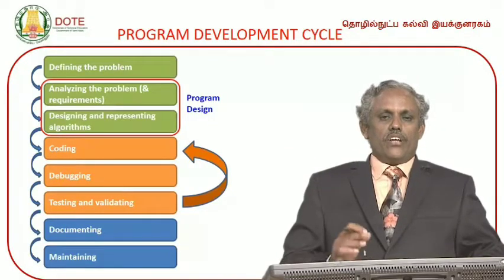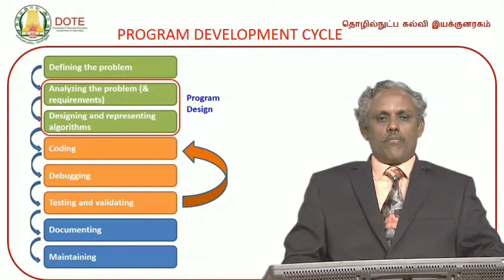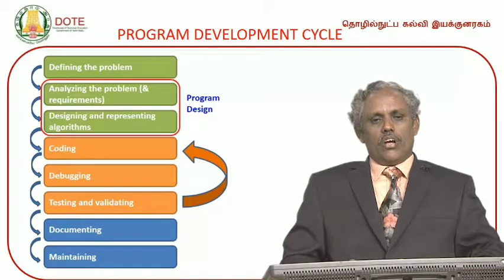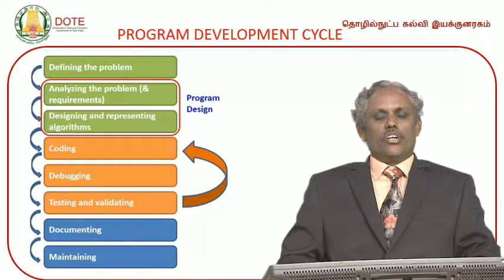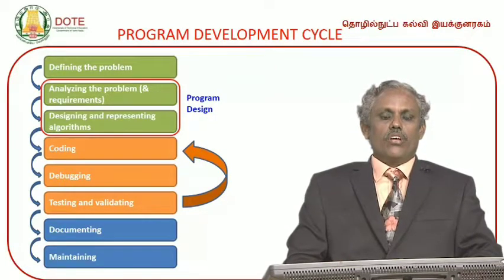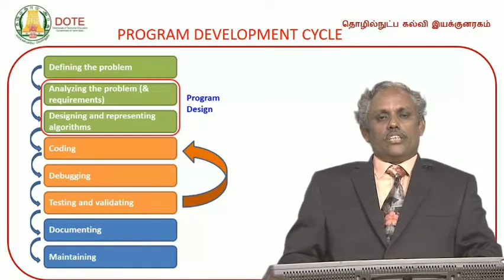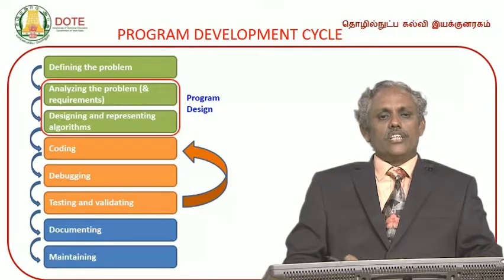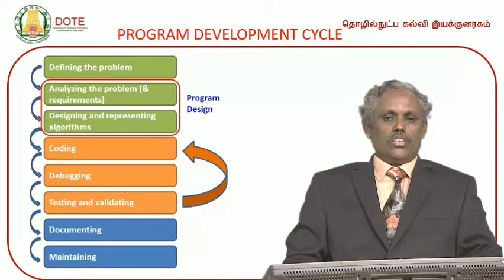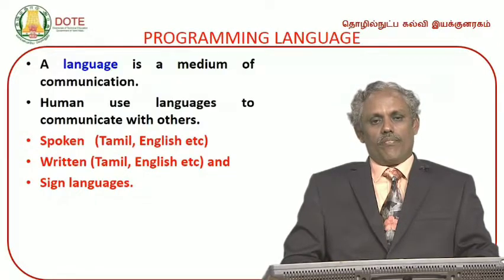So, in the programming development cycle, we have seen different stages: problem definition, analysis and design of the problem, and the programmer's part, the coding, debugging and testing of the program, and the final stages, documentation and maintenance of the software. All these modules or stages are called program development cycle.